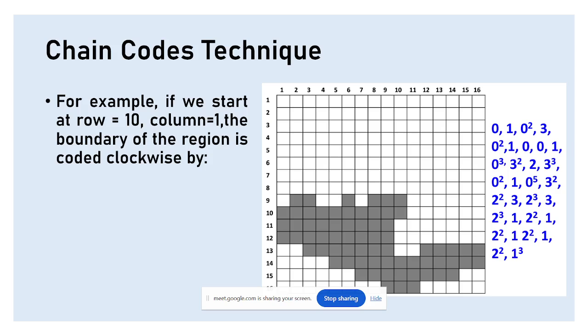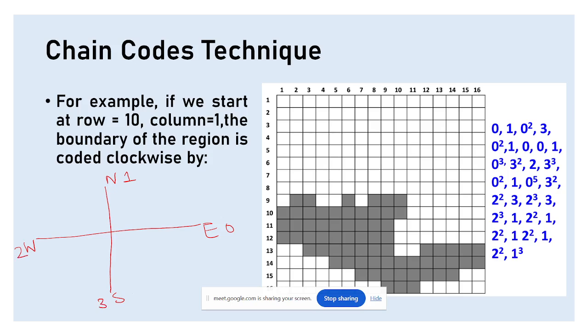So in the chain code technique, just again I'll draw it here so that it's easier for you to visualize. We have north, east, west and south. So here it is 1, 0, 3 and 2. This is for you to remember.